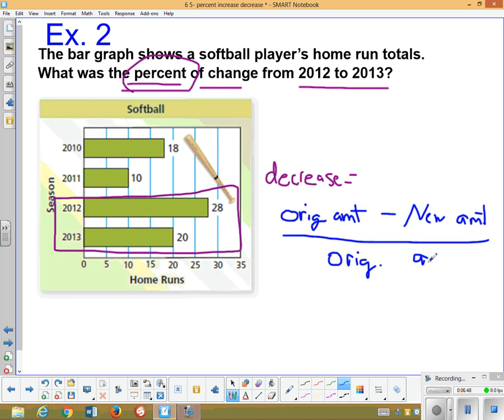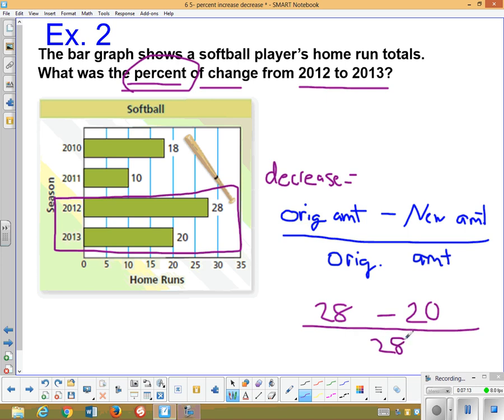and then all we need to do is figure out what amount is what. So, original amount, what did we start off with? We're only talking about 2012 and 13, so we started off with 28. So I'm going to go ahead and put 28. What is our new amount? From here, 2012 to 2013, it became 20, so our new amount was 20. What was our original amount again? It was 28. Again, we're just comparing these 2 years. So original amount was 28.